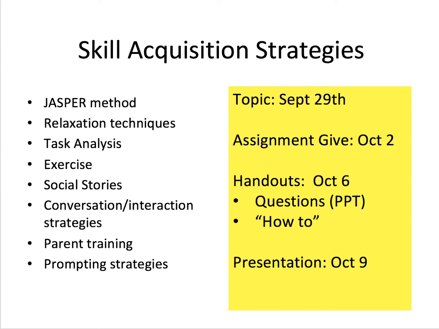So some of the skill acquisition strategies that you can select from, you see here. A common one a lot of us know about is social stories, conversation strategies, lots of prompt strategies that are out there. And then there's some more specific things like task analysis, the Jasper method, relaxation techniques. If you have one that you really want to look into that's not listed here, still send me the name of that.